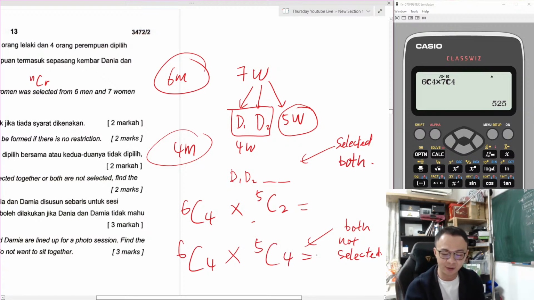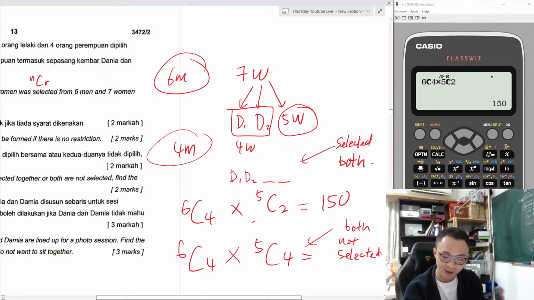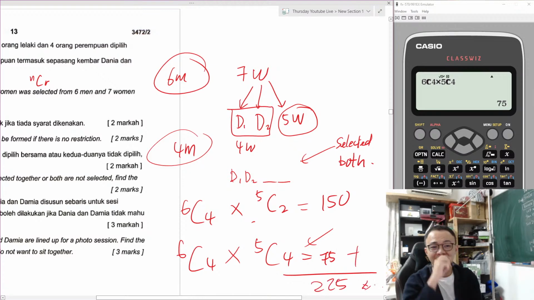Okay, so both of the answers I'm going to add together. This is 5C2 times 6C4, the first one is 150. Then the other one is 5C4 times 6C4, which is 75. Then if I add both of them together, it should be 225. Yeah, just like this.